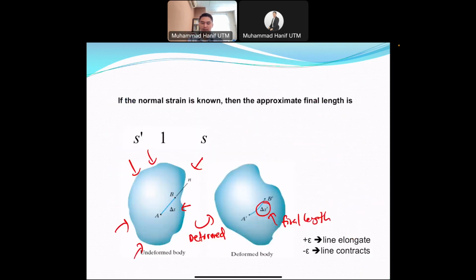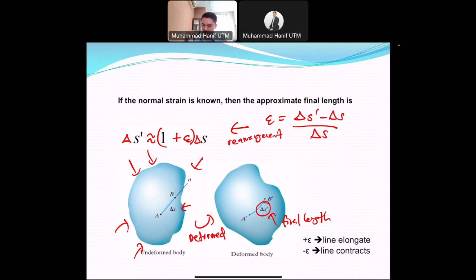So approximately, delta S prime is equal to 1 plus epsilon times delta S. This is actually a rearrangement from the initial equation, where epsilon equals delta S prime minus delta S, over delta S. So the rearrangement will become like that.